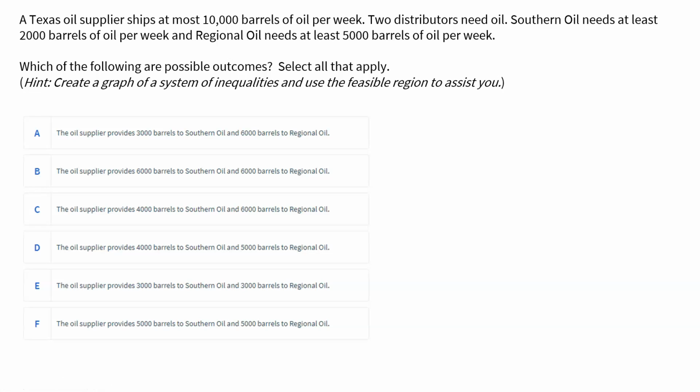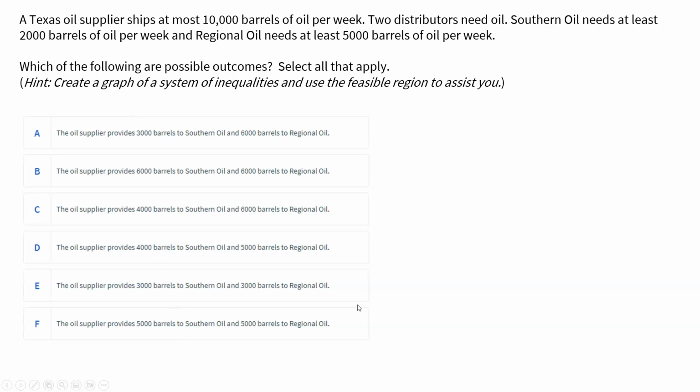In the next problem, you're told that a Texas oil supplier ships at most 10,000 barrels of oil per week. Two distributors need oil. Southern Oil needs at least 2,000 barrels of oil per week, and Regional Oil needs at least 5,000 barrels of oil per week. You want to know which of the following are possible outcomes, select all that apply. And you have these various combinations.